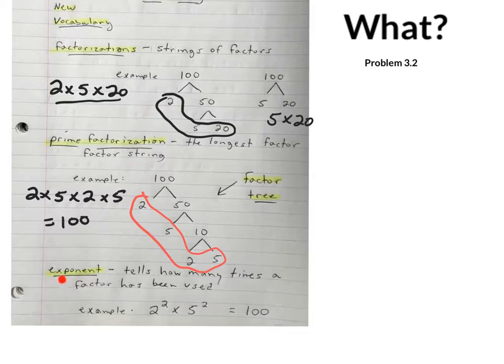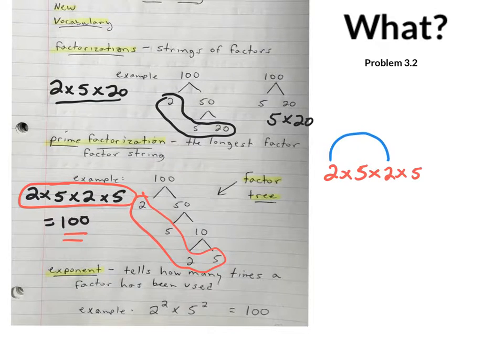I know you've probably heard of that, but an exponent tells how many times a factor has been used. So if we go back to this original string, 2 times 5 times 2 times 5, that does equal 100. But we don't want to write it like that. We want to clean it up. So I'll write it over here: 2 times 5 times 2 times 5. Well, we have two 2's and two 5's. So we use exponents to tell us how many times a factor has been used. Remember, all these are factors that we're multiplying to get 100.